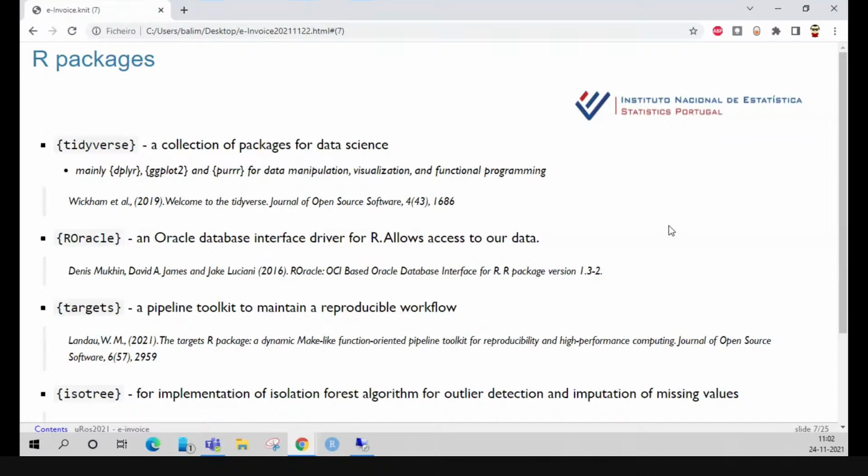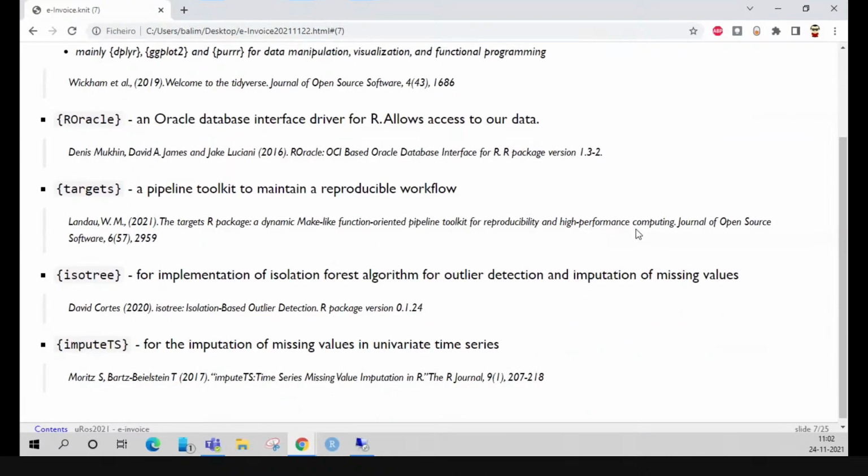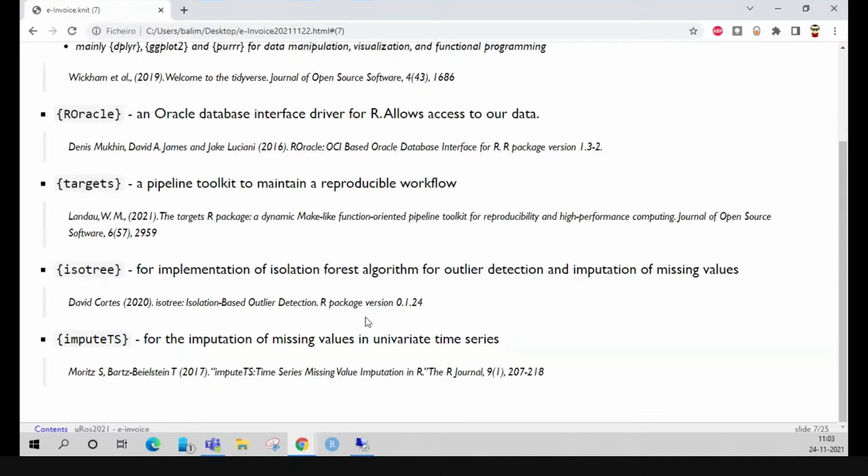The main packages used in this procedure are those from Tidyverse, also ROracle, an Oracle database interface driver for R that allows us to process our data; targets, a pipeline toolkit to maintain a reproducible workflow; isotree, for implementation of the isolation forest algorithm for outlier detection and imputation of missing values; and imputeTS, for imputation of missing values in univariate time series.